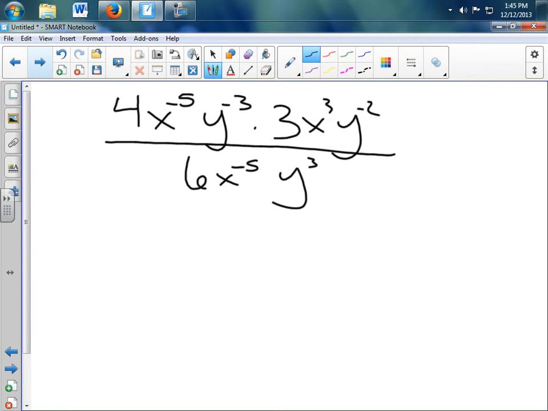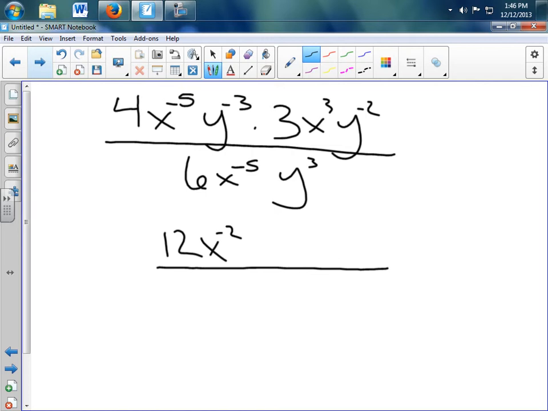Now, there are many ways to tackle this, but I was always taught to simplify first. So what I'm talking about is I'm going to simplify the top. I'm going to take 4 times 3 and get 12. Remember, we're doing the top. Now remember, when we multiply exponents, what do we do with them? We add them. So what's negative 5 plus 3? That's a negative 2.